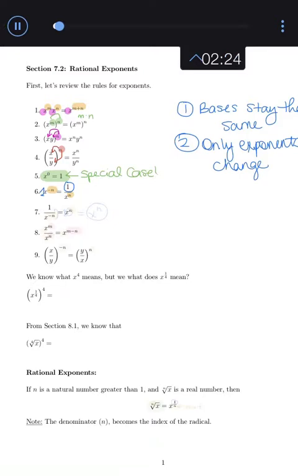Problem 7 says, what if your negative exponent's already on the bottom? Well, then it'll flip, but it flips up to the top, and it becomes a positive n when you flip it. So it goes up with your hidden 1, but then you can just re-hide the 1. And so it just looks like an x to the nth.